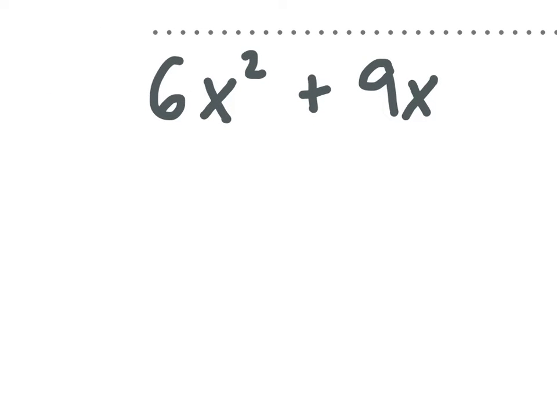What is the greatest number that we can pull out of both of these? 3. What is the greatest exponent that we can pull out? X. Since we have 2 x's here and 1 x here, we can only pull out one of the x's. So we're pulling out an x. So now, how many 3's do we pull out of 6? Well, we pulled out 1, and what are we left with? 2.